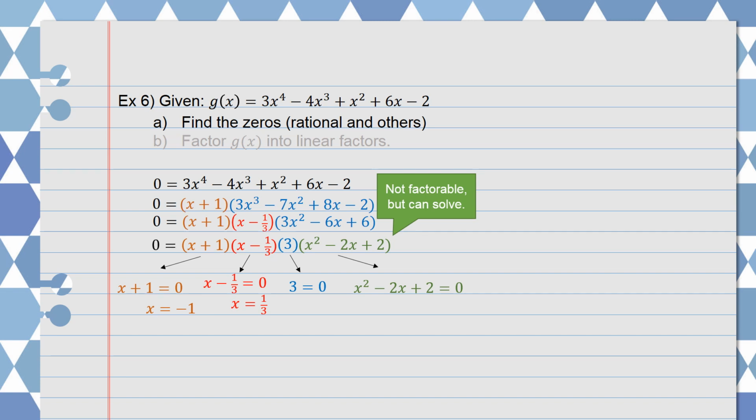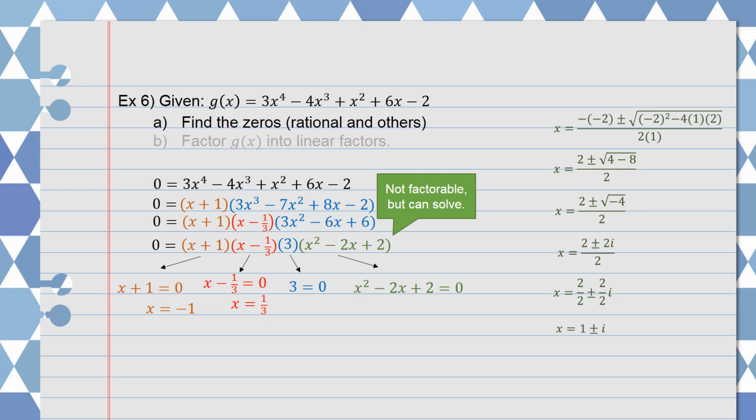The last piece, x squared minus 2x plus 2 equals 0. It's not factorable, so what else can we do when it's a quadratic? Well, it means we will need to use the quadratic formula. So take a moment now to find the quadratic formula and plug in your a, b, and c values. Once you've plugged in your values, go ahead and simplify and see if you can find your zeros. Hopefully, as you simplified, you noticed you had a negative under the radical, which means an i was introduced. You separate the real from the imaginary, and then reduce each piece, which gives you 1 plus or minus i.